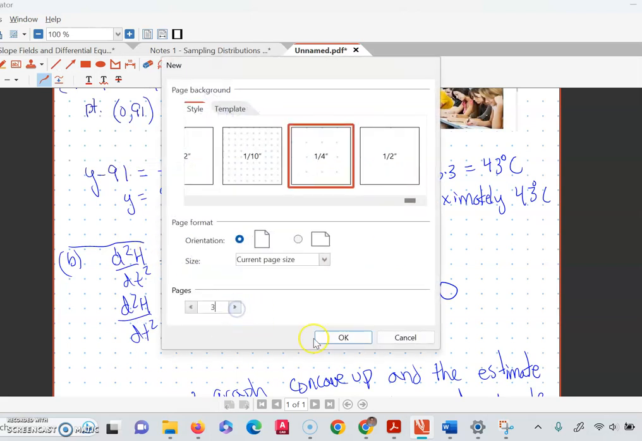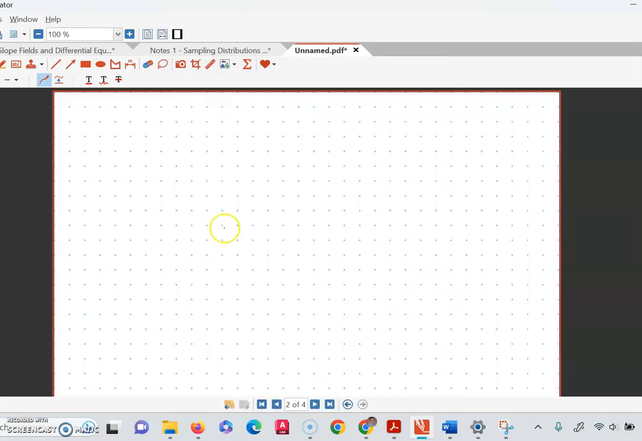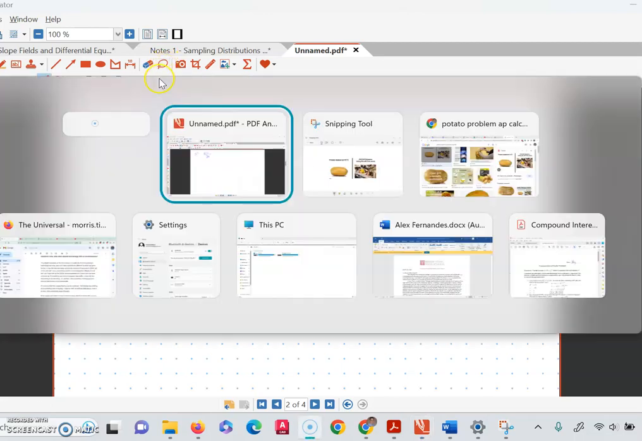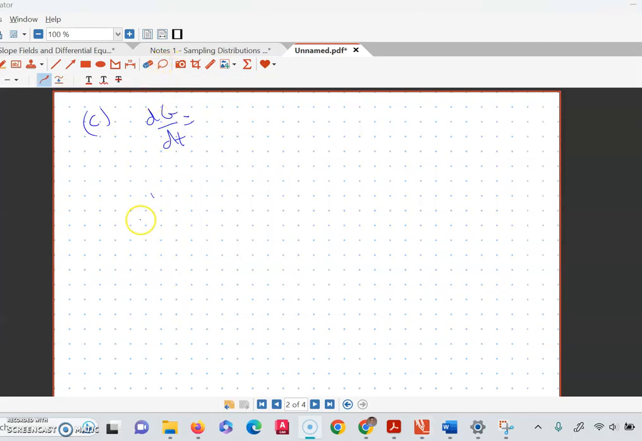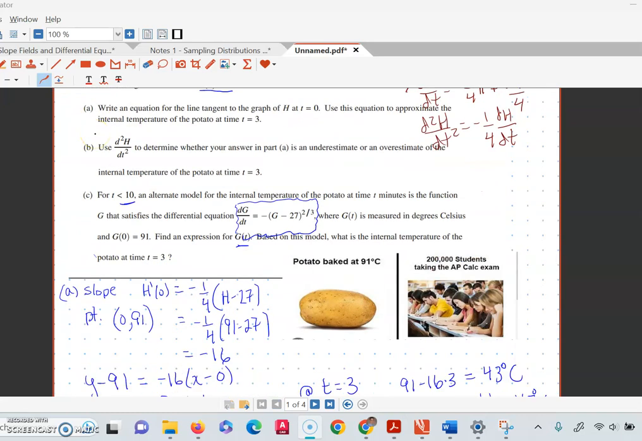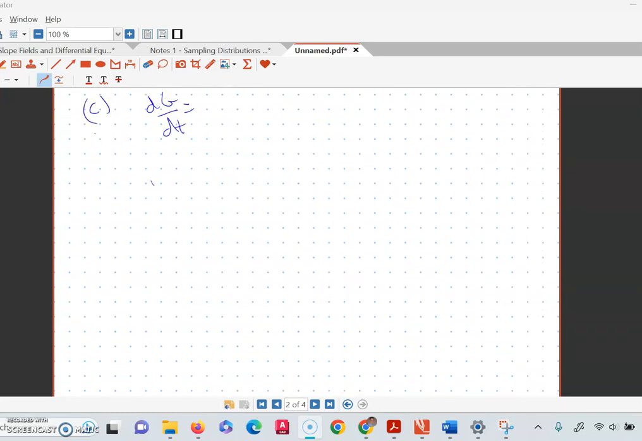All right, let's add a page here. And from part C, we are going to use the fact that dg/dt, that thing that we were just given, I have to go back and look at it, dg/dt is equal to negative g minus 27 to the 2/3.